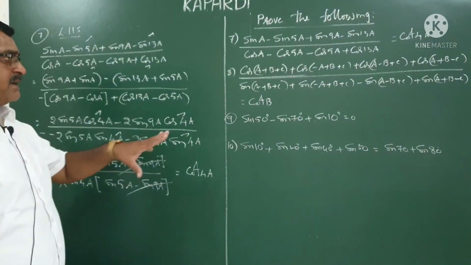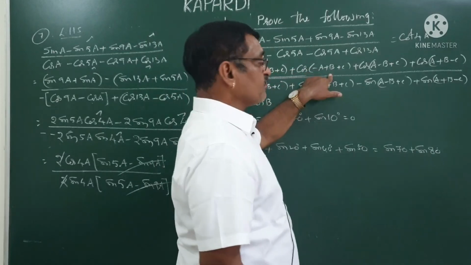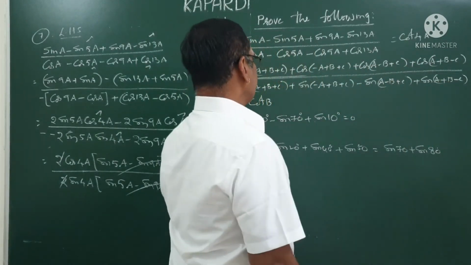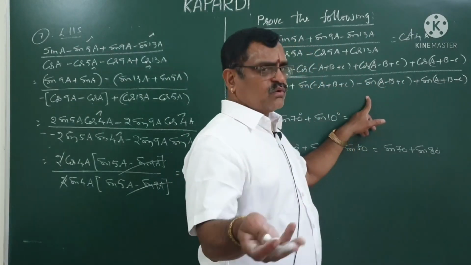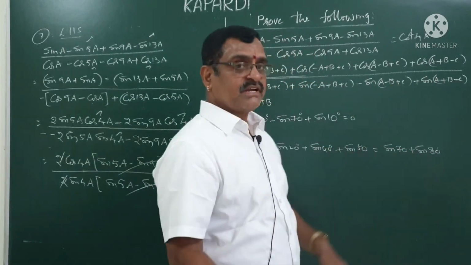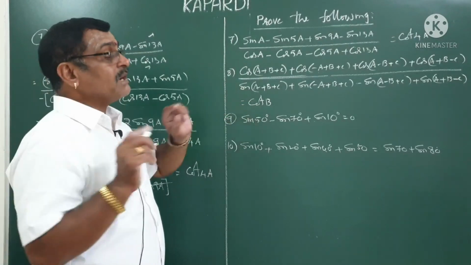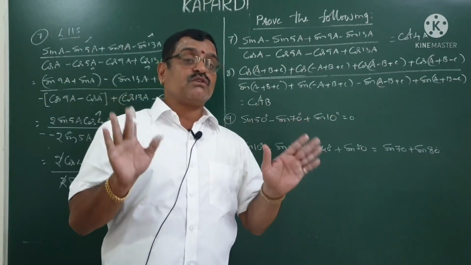Same way you can try this also. In this one, you take the first two as one group, the second, third and fourth as one group, apply the cos C plus cos D formula, sin C plus sin D formula, you take minus common or you do not take, that is up to you, sin C minus sin D, cancel the common factors, automatically you get the answer. But while taking the common factor and cancelling the common factor, you have to take a lot of care.